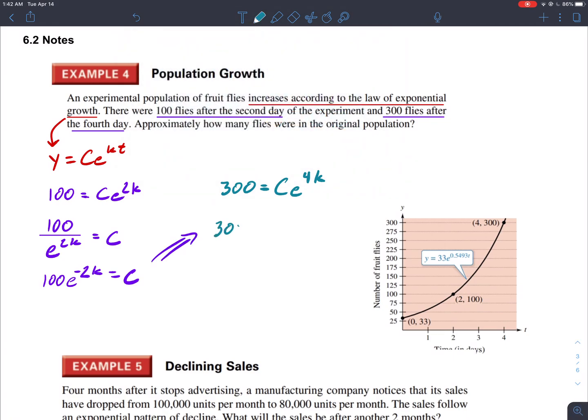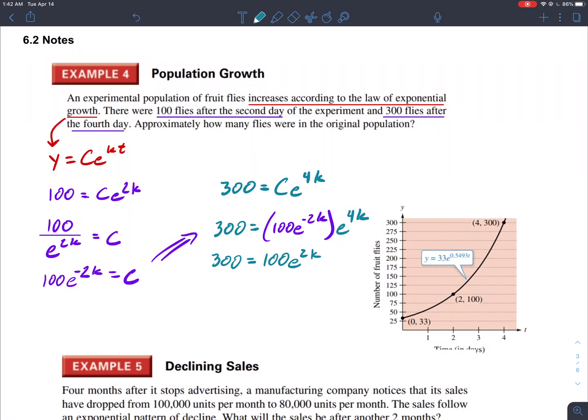So 300 equals C, which is 100 e to the negative 2k, times e to the 4k. So I have replaced this C with the expression I had for C here, just a simple substitution. All right, now I'm multiplying like bases. So this turns into 300 equals 100 e to the 2k. Multiply like bases, you add exponents, and so negative 2 and positive 4 makes positive 2.